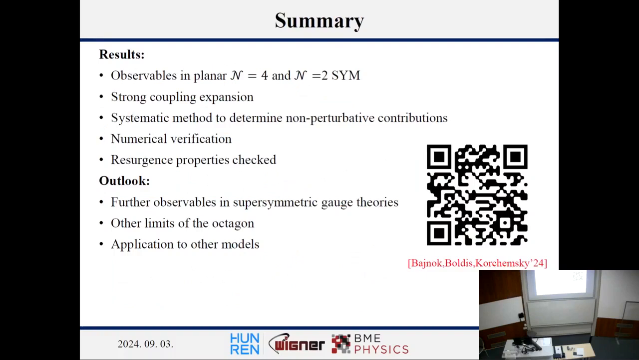So to summarize our results, we considered n equals 4 and n equals 2 and some observable in the strong coupling expansion. We developed a systematic method to determine all the coefficients of the trans-series. We verified it numerically at very high precision, and the resurgence properties were also checked. Mostly, as I mentioned, my supervisor's work. That's why I haven't talked about that much.